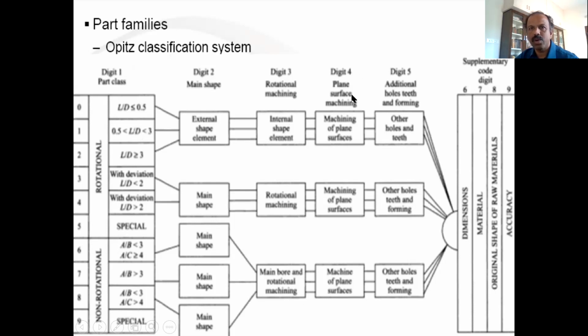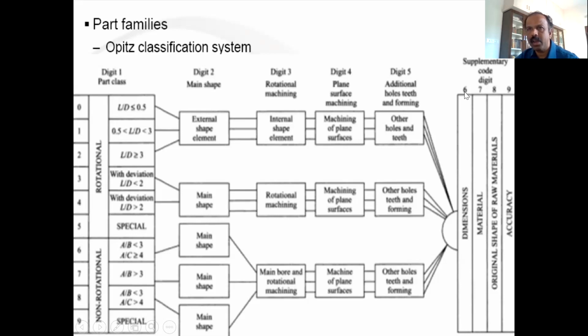And digit 4 is the plane surface machining, and digit 5 is the additional holes, teeth, and forming. With respect to the next 4 digits, which we call the supplementary code, digit 6 is going to be the dimensions. So various dimensions are going to be there, which is the sixth position.